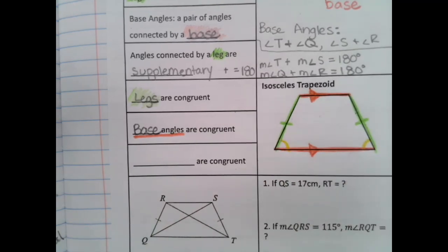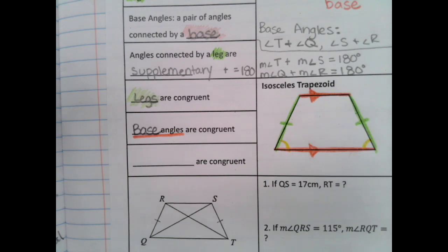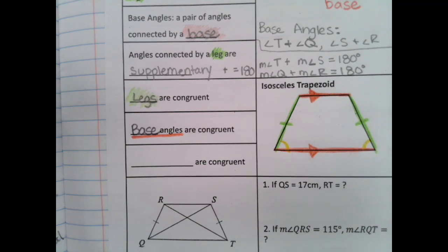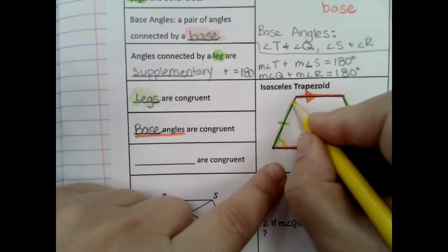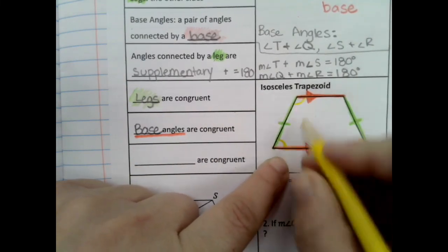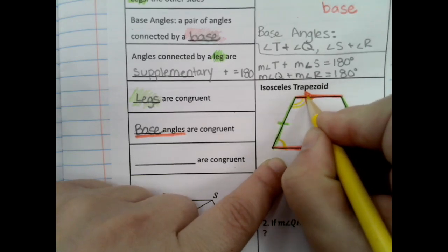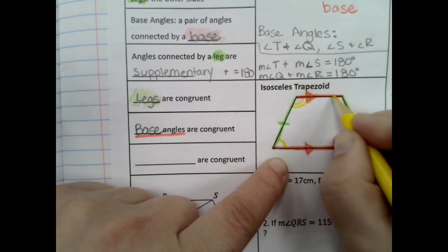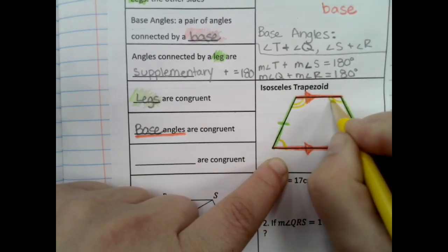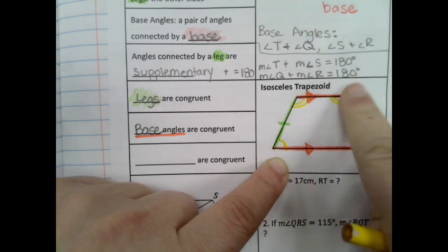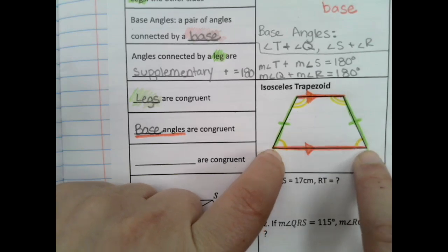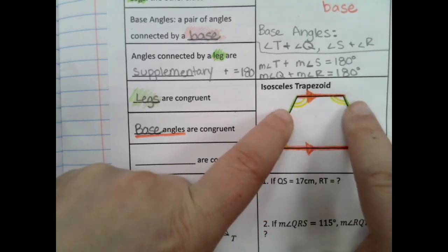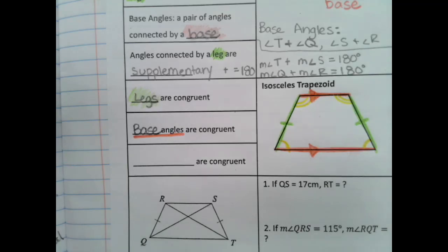But in an isosceles trapezoid, there's not just one base. When we had a triangle, there was just one base. In a trapezoid, there's two bases. So we also have these angles at the top. These angles at the top, though, aren't congruent to the ones on the bottom, so I'm going to use two arcs for that. But they're congruent to each other, so two arcs. So the ones at the bottom are congruent to each other, and the ones at the top are congruent to each other.